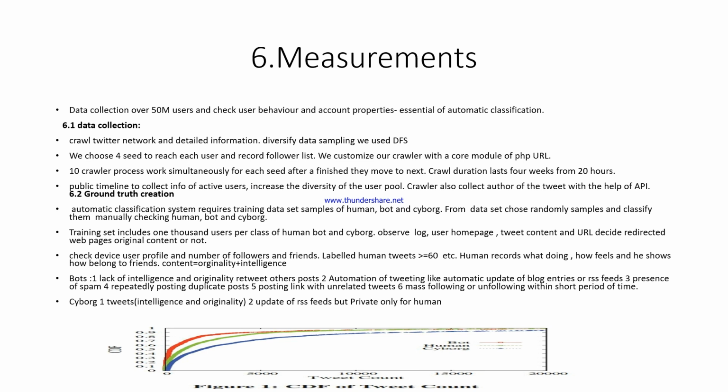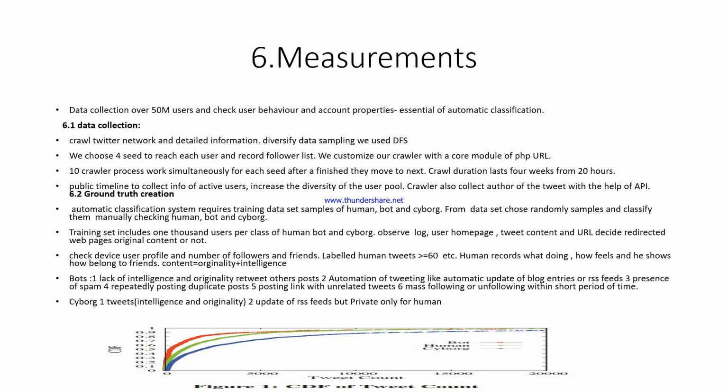So for the measurement of these accounts, which account spreads more and which account has the highest quality, we first collect the data for determining humans, bots, and cyborgs. Earlier we studied an odd number of anonymous accounts, but now we are studying how many users are human, how many are bots, and how many are cyborgs.